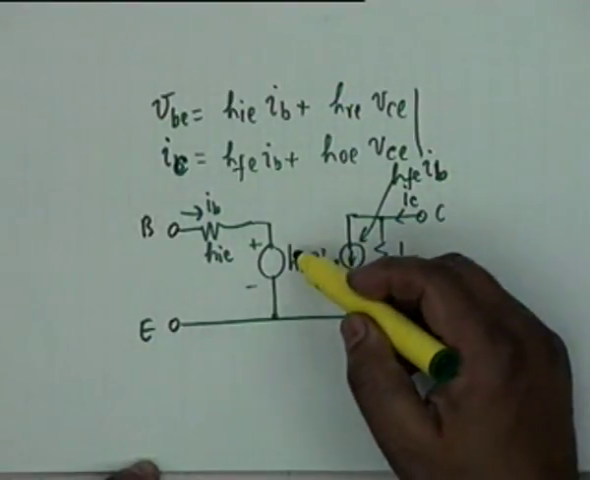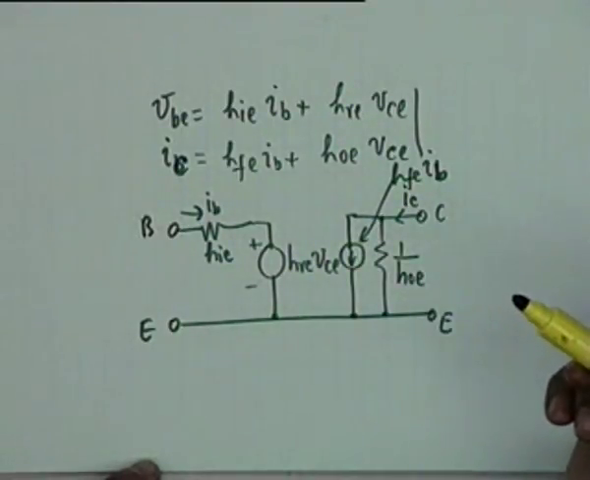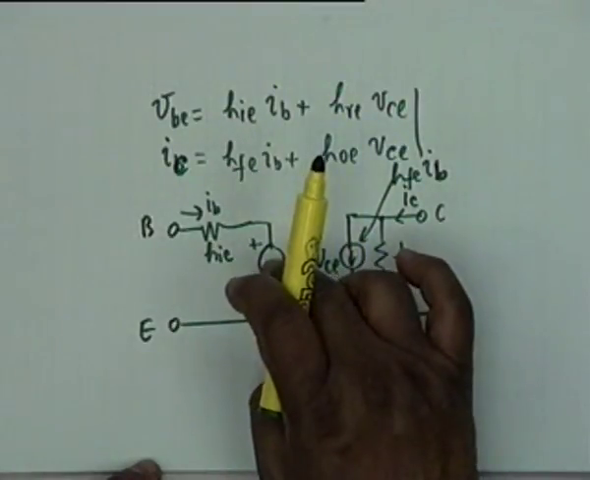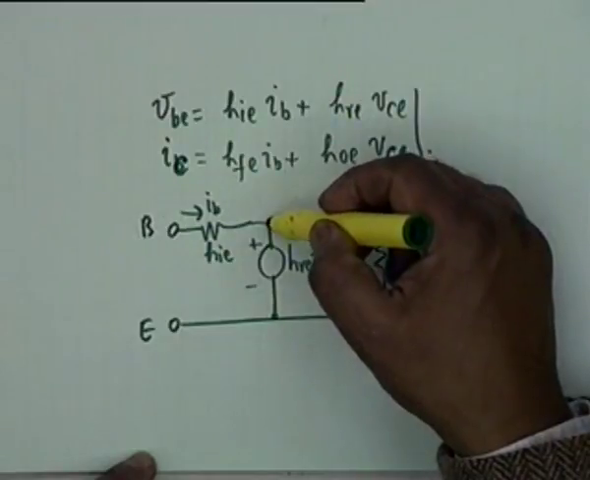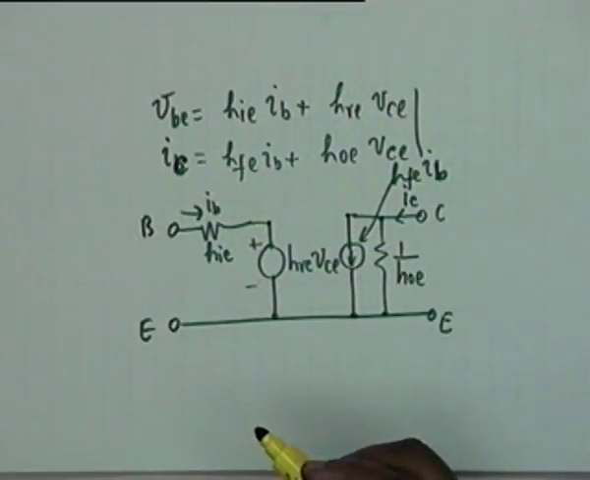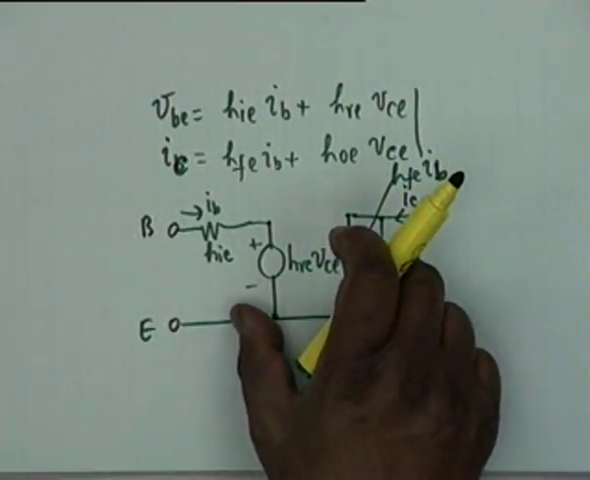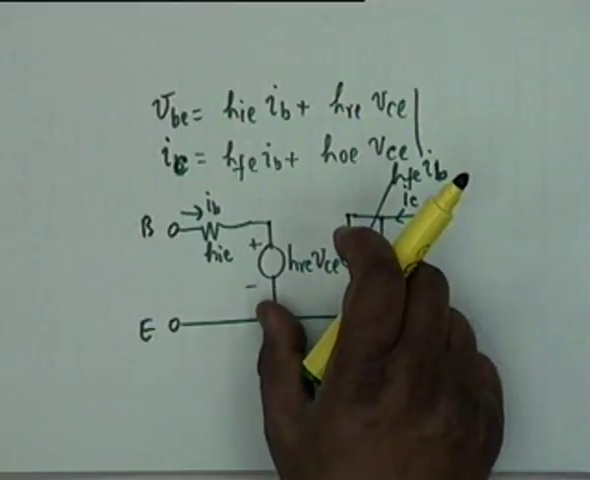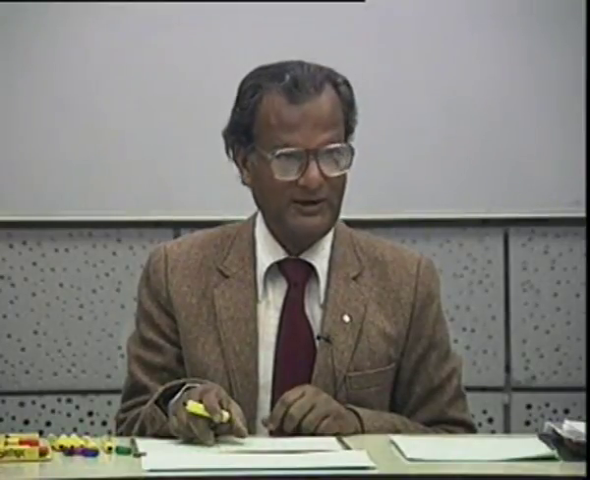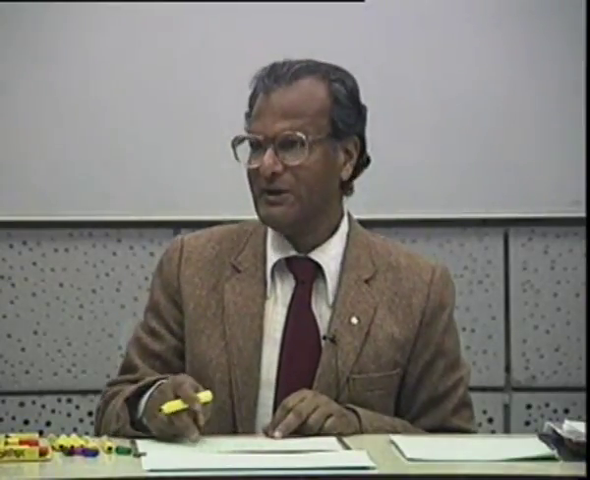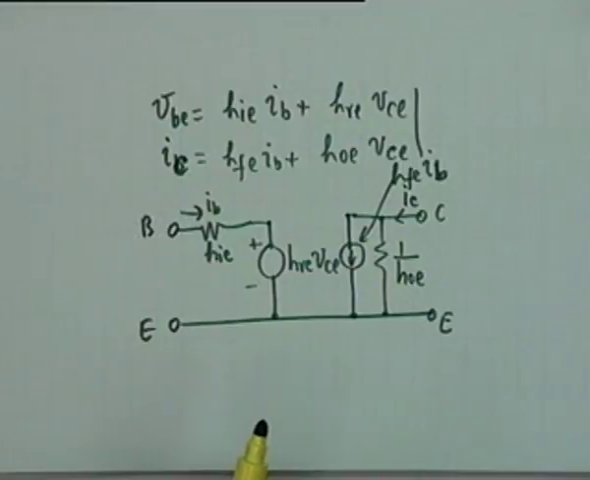All that it differs is that if this source is absent, then you see it is exactly the hybrid pi, except for the connection between base and collector. So the hybrid pi circuit has a similarity to the hybrid parameter equivalent circuit, and that is why the name hybrid pi. Is the point clear? These are the H parameter. This is the H parameter model.